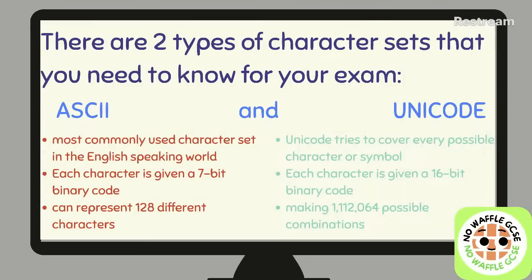Now, there are two types of character sets that you need to know for your exam. You've got ASCII and you've got Unicode. ASCII is the most commonly used character set in the English-speaking world. Each character is given a 7-bit binary code. Extended ASCII is 8-bit, remember that difference, and it can represent 128 different characters. Unicode tries to cover every possible character or symbol. Each character is given a 16-bit binary code, and this means that there's 1,112,064 different combinations. Okay, moving on.